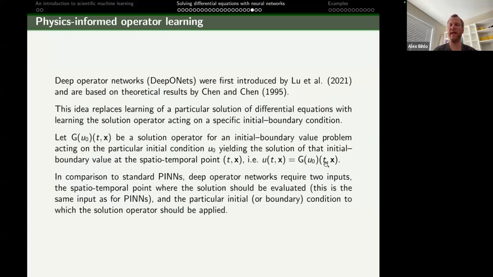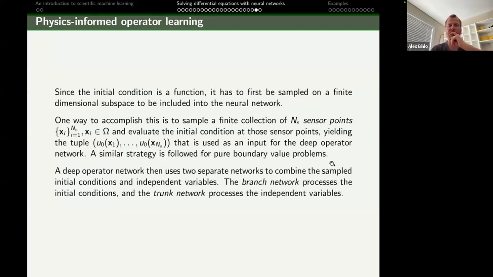So these points, T and X, are still sampled at the collocation points. Those are finitely many points as well. And then your function is first sampled at these sensor points, so this becomes a finite dimensional input as well. Then both of them can be passed into the neural network. This is basically how a deep operator network is structured. It requires two branches, two separate networks. One is called the branch net, which processes the sampled initial condition, and the trunk net processes the independent variables.